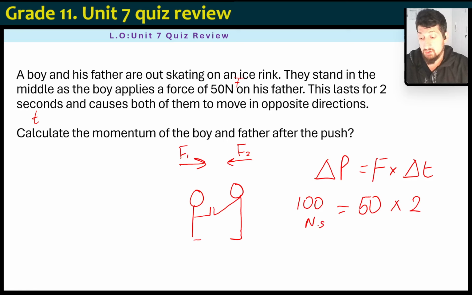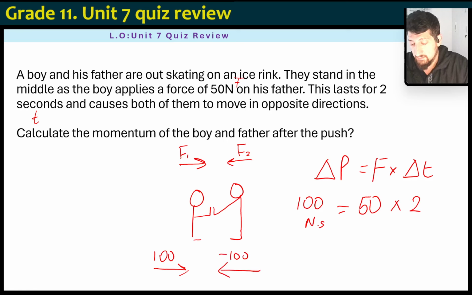Okay, so that's going to be the impulse, or that's going to be the momentum of the boy, right? But it turns out it's the same for both, because for every action there's an equal and opposite reaction. And so basically the sum of the two momentums is going to be 0. And so if we have a momentum of 100 this way, then the momentum of the father is going to be negative 100 this way.